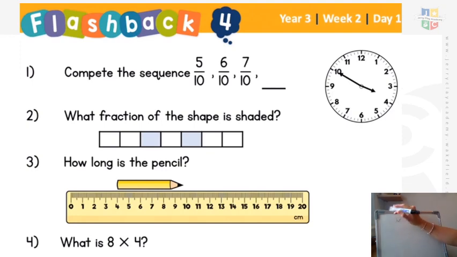So it's going to be 10 minutes to. Now I need to look at my hour hand. Where is my hour hand trying to get to? It is trying to get to the 4, so it's 10 minutes to 4.